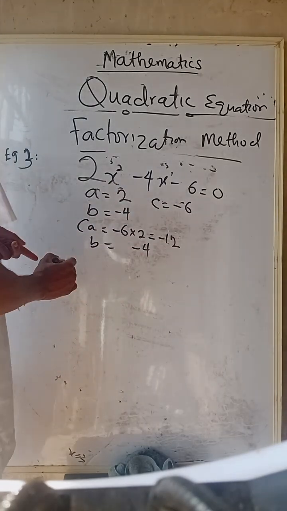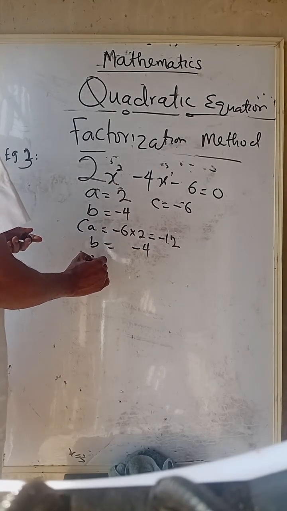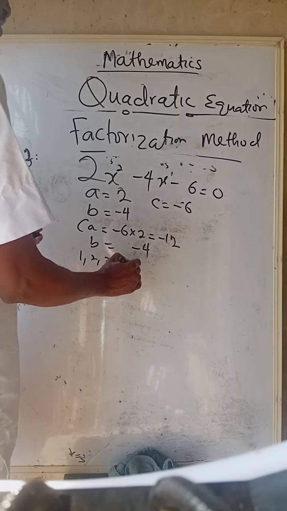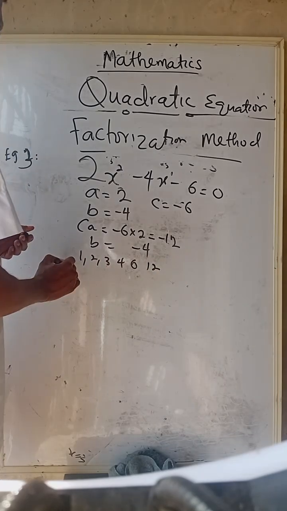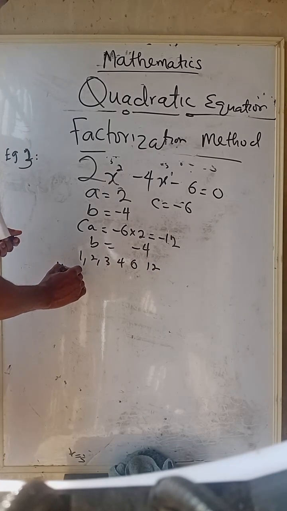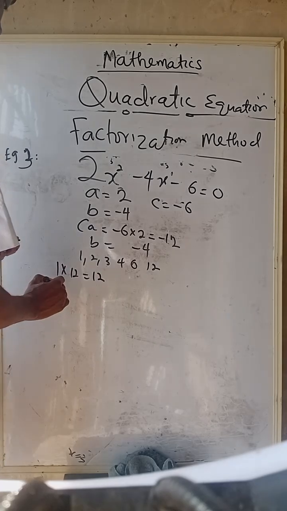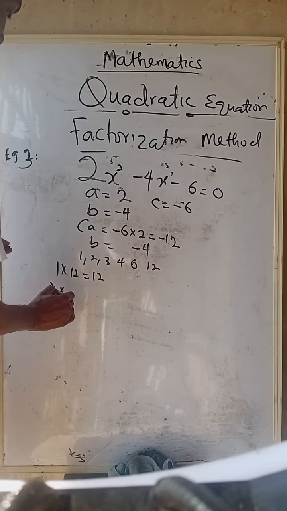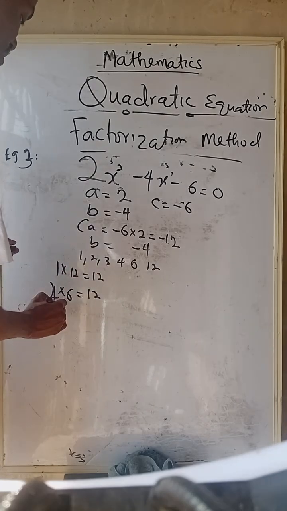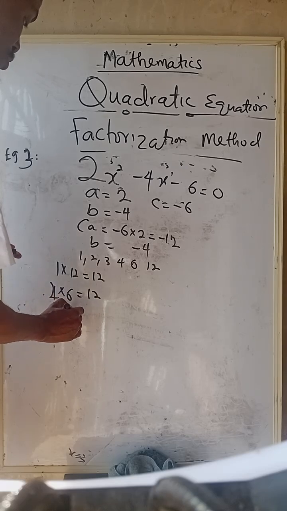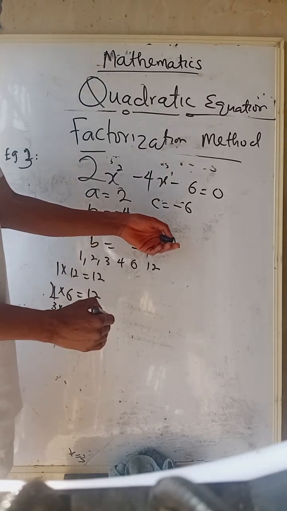Now, what are the factors of 12? Like we know, 1, 2, 3, 4, 6, and 12 itself. We're going to have 1 times 12, which gives 12. We are going to have 2 times 6, which is also 12. 3 times 4 is going to be 12.